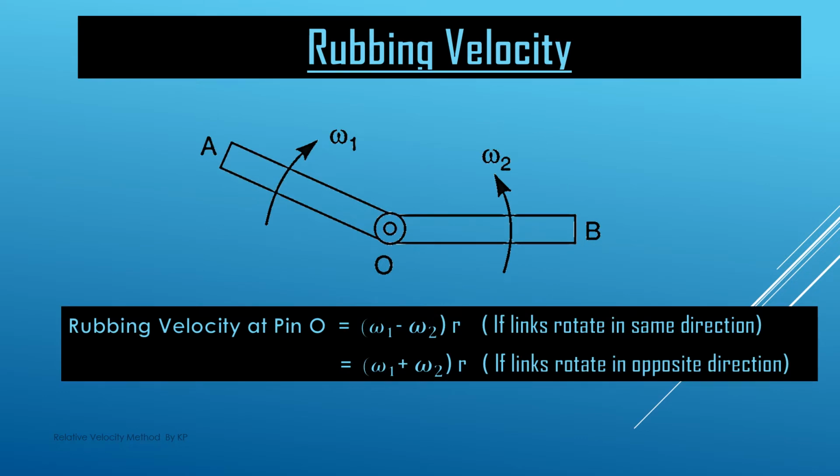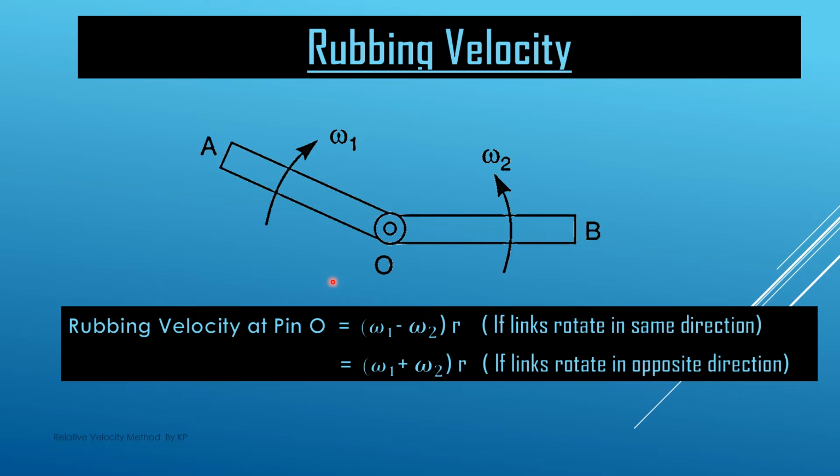Here the concept of rubbing velocity is discussed. We have two links, OA and OB, and these two links are rotating in opposite directions. OA is rotating in the clockwise direction, while OB is rotating in the anti-clockwise direction with a speed of omega 2. At point B we have the pin connection, and here we have a pin whose radius is equal to r. At this pin we have the rubbing velocity.